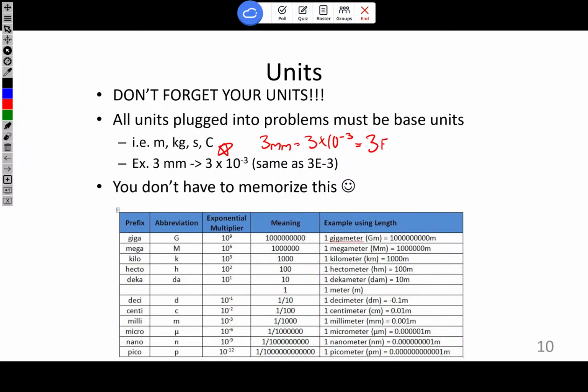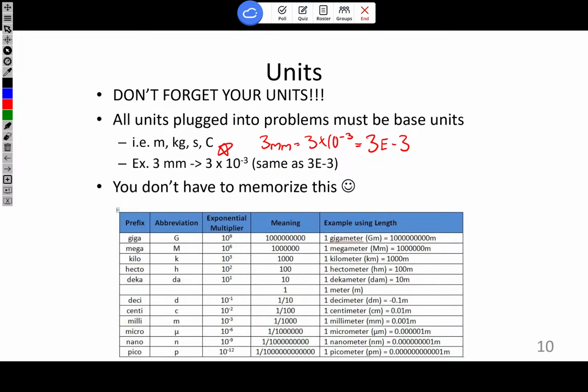I'm going to use this 3, capital E, minus 3. It means the exact same thing. It means 3 times 10 to the minus 3. It is shorter to write and way easier to format. And for a lot of your calculators, this is what it's going to look like when you use scientific notation.